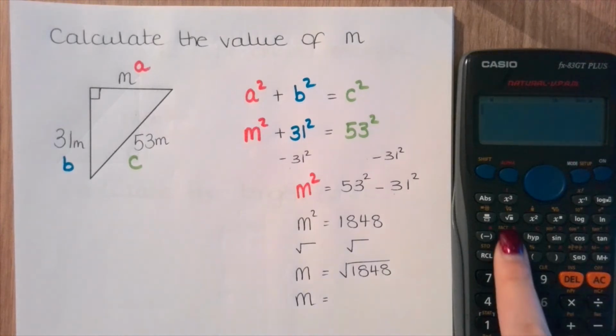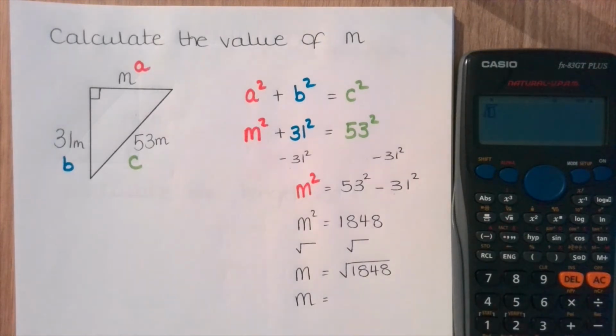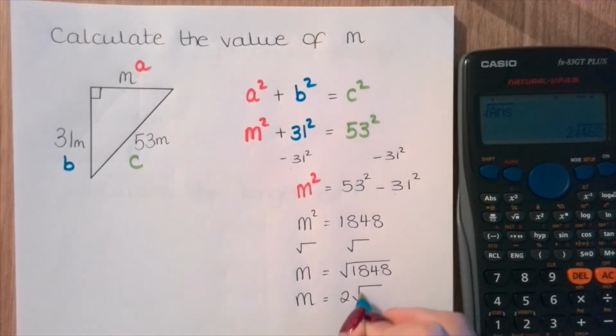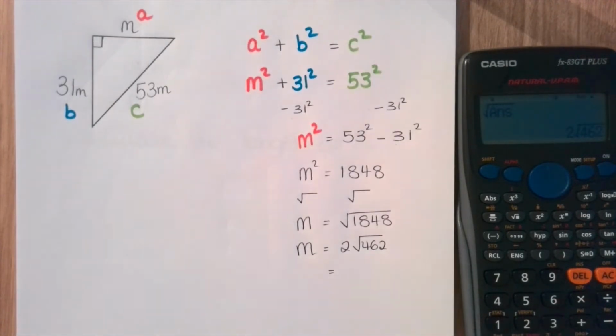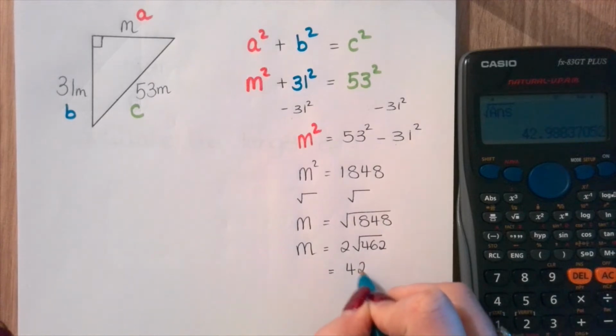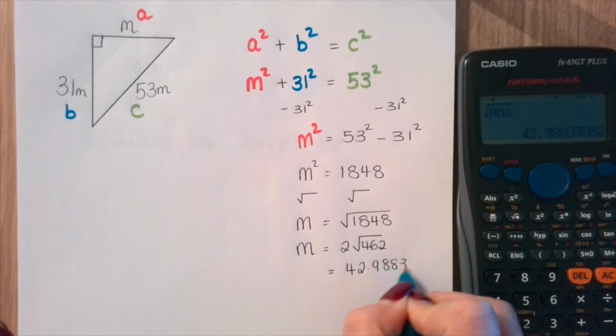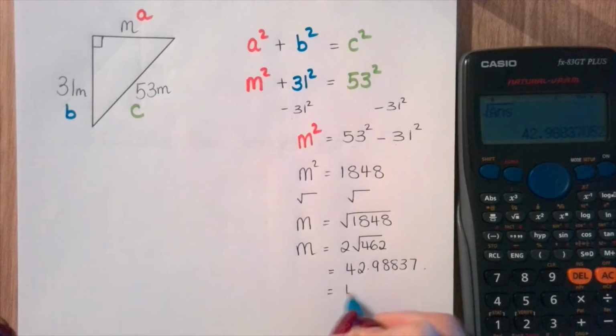Clear it off, press your square root button and the answer button that's next to the equals. You will see that A and S up there in your square root. Press equals and you get this answer, 2 root 462. That is a perfectly acceptable answer. However, if it asks us to round it to a number of significant figures, we have got 42.98837, so we could say that that's 43 meters.